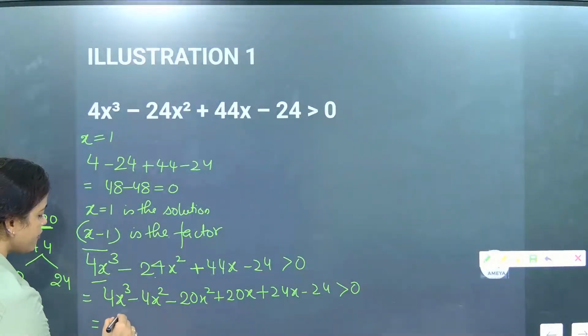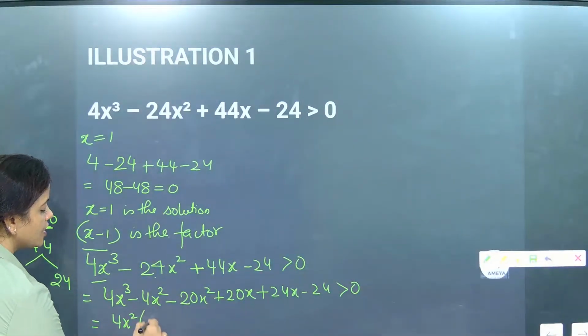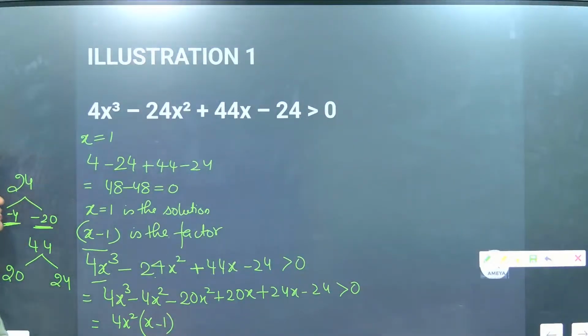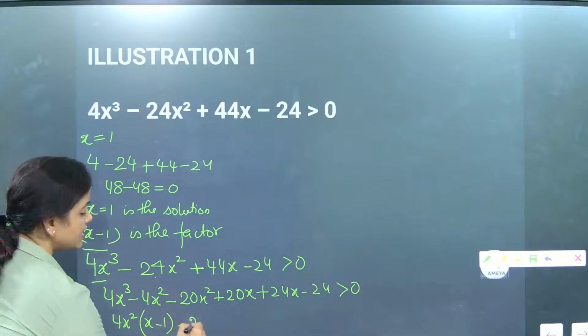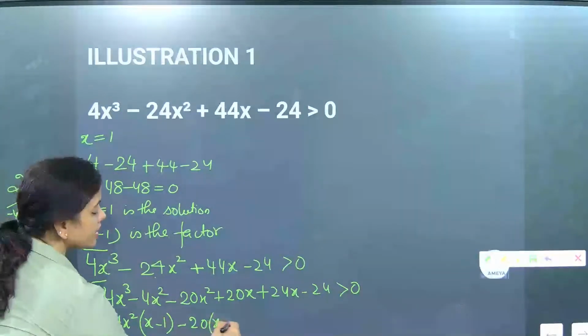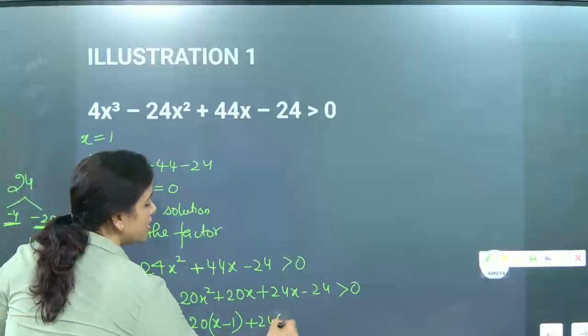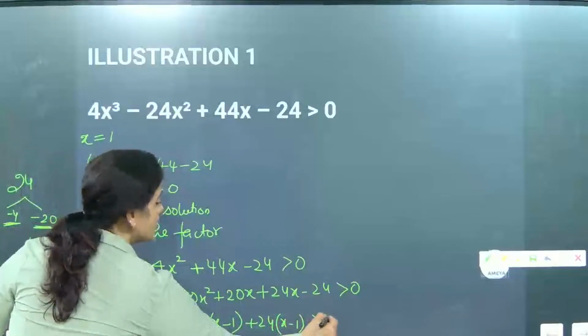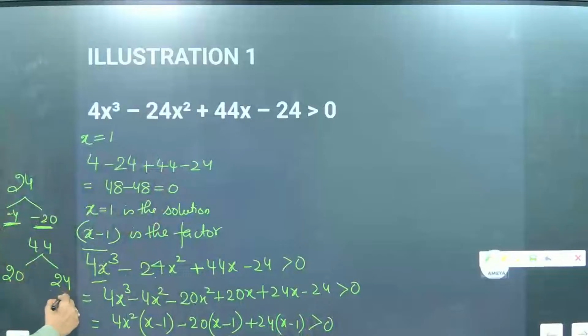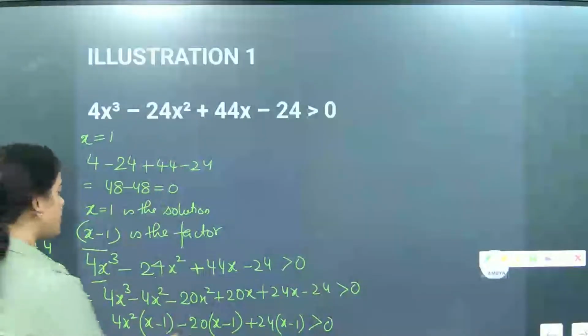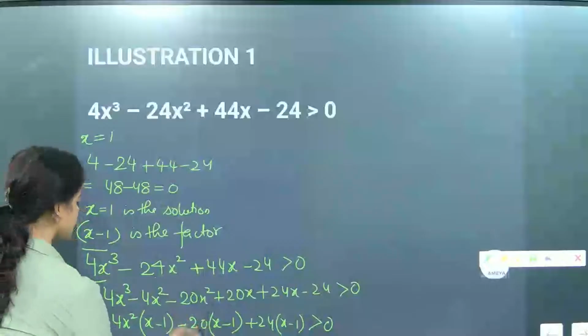Once you do it like this, now take 4x square common. So what is it coming as? x minus 1. Now take minus 20 common, it will come x minus 1. And then take 24 common, x minus 1. Bingo. This was the major explosive step. So here it is coming as minus 20x. Wait.